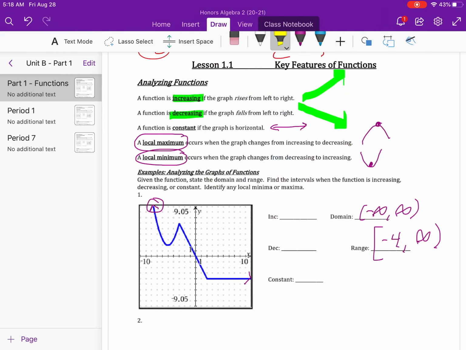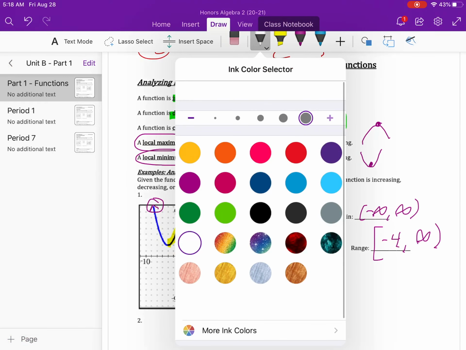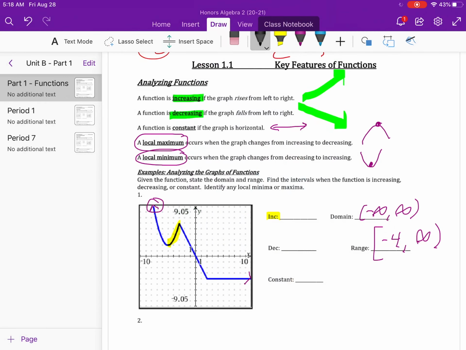All right, so increasing. I'm going to take my highlighter, and we're going to highlight the parts of the graph where we are rising from left to right. So we are rising here, and I think that's it, right? So when are we increasing? Okay, so we're increasing, and we always talk about the x values here, right? This is 1, 2, 3, 4, 5. This is from negative 5 to negative 3.